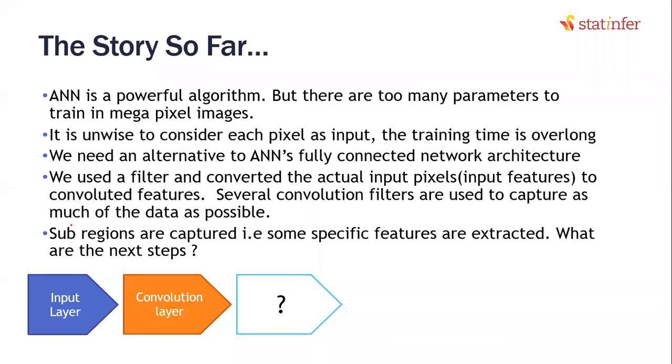So the story so far is you have the input layer, you have the convolution layer. Inside the convolution layer, you have filter 1, filter 2, filter 3, filter 4. You can have multiple filters. Okay. I will pause here and take the questions.